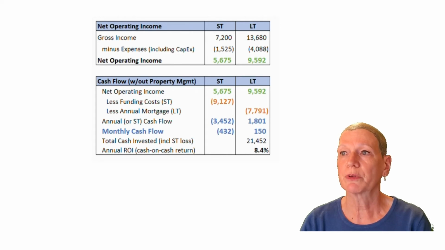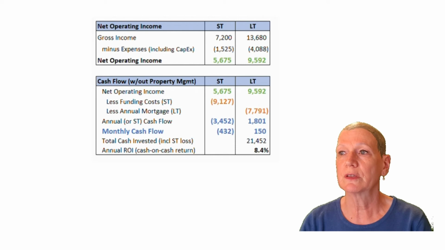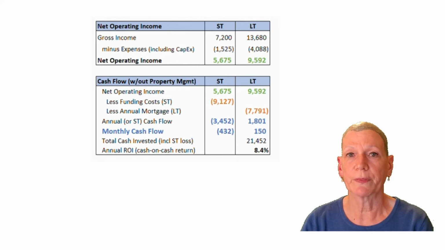For the short-term time frame, that's the cash flow over our 8-month period, and for the long term, it is our annual cash flow. So then to determine the monthly cash flow, in the short term, we're just dividing it by our 8 months, and for the long term, we're dividing that by 12. And you see the result is, for the long term, $150 per month.